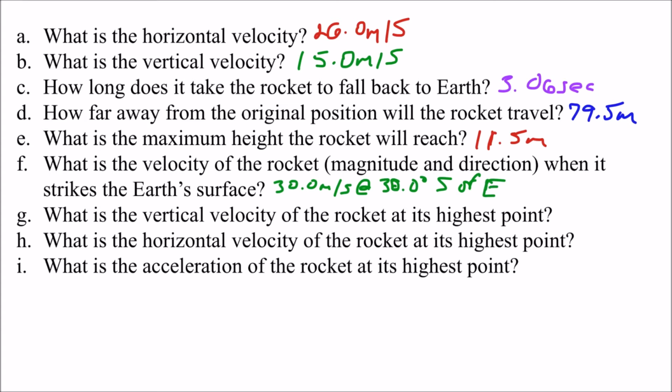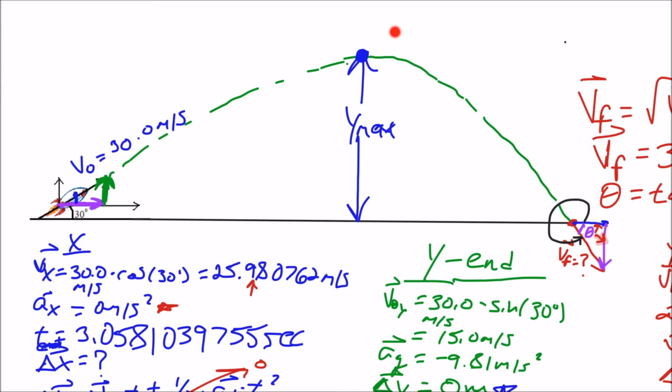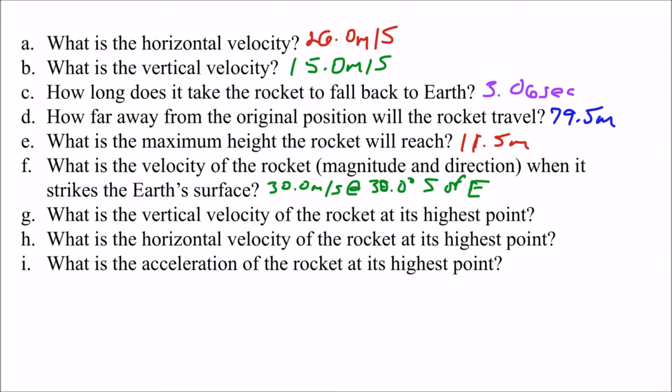The next question that we have here is, what is the vertical velocity of the rocket at its highest point? So right here when the rocket's at its highest point, what's the vertical velocity? Vertical meaning up and down. Hopefully you remember that this rocket here comes to a stop at the top. Its final velocity in the y-axis up there is 0 meters per second. So that's its vertical velocity at the highest point. So this is going to be 0 meters per second.